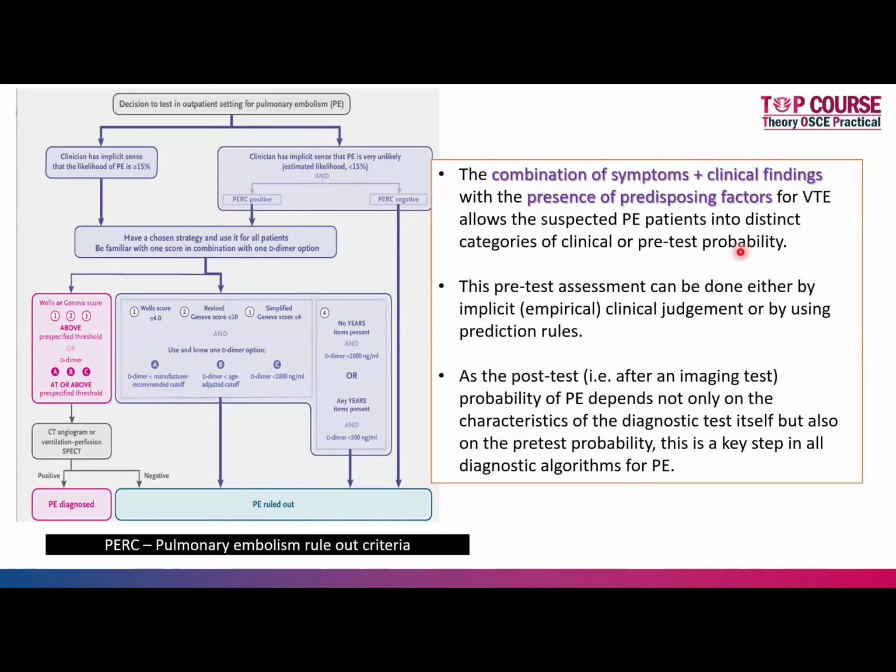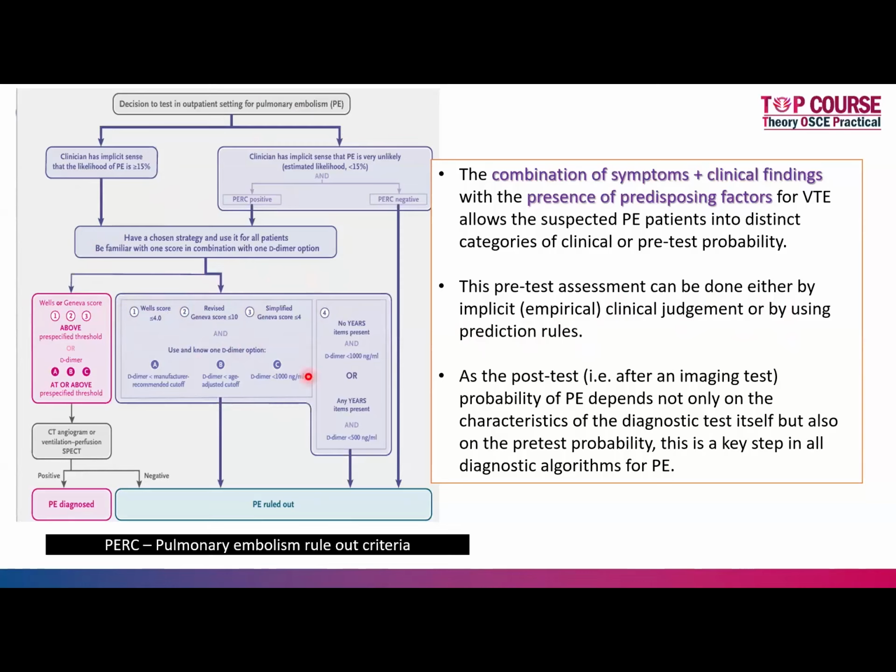Okay, so we have to have a combination of symptoms and clinical findings with predisposing factors to have the clinical or the pre-test probability. So the pre-test assessment can be done either by implicit clinical judgment or by using prediction rules. As I said, this is the implicit clinical judgment, but if we are still unsure, we go for the prediction rules. Okay, the prediction rules, basically what it comprises of, we have the Wells or the Geneva score. The Wells score of less than 4, revised Geneva score of less than or equal to 10, and simplified Geneva score of less than or equal to 4. Okay, along with a D-dimer option.